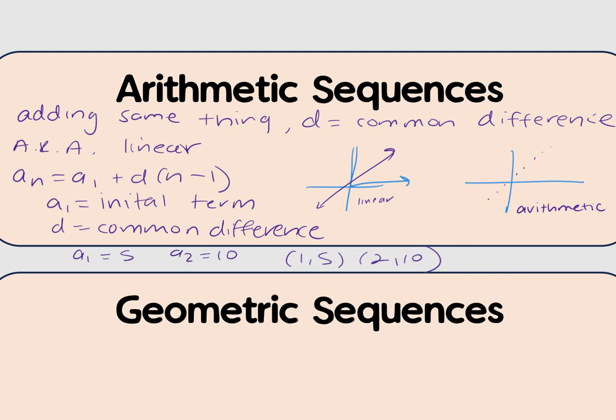Does arithmetic have arrows like linear? No, arithmetic would be dots. That's what, like on the right-hand side, just dots.